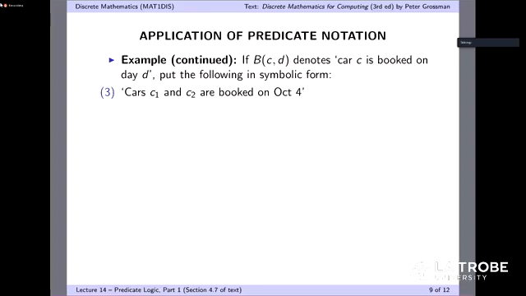So car C1. So you will write it B bracket C1 comma October 4 and B C2 comma October 4. Now what other detail do I have to give about C1 and C2?